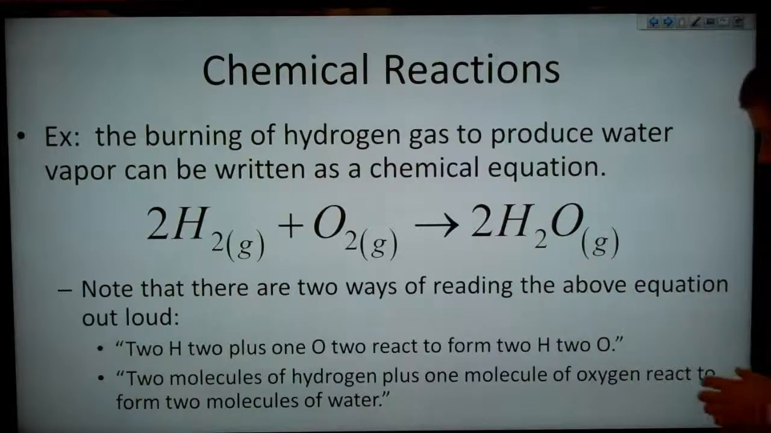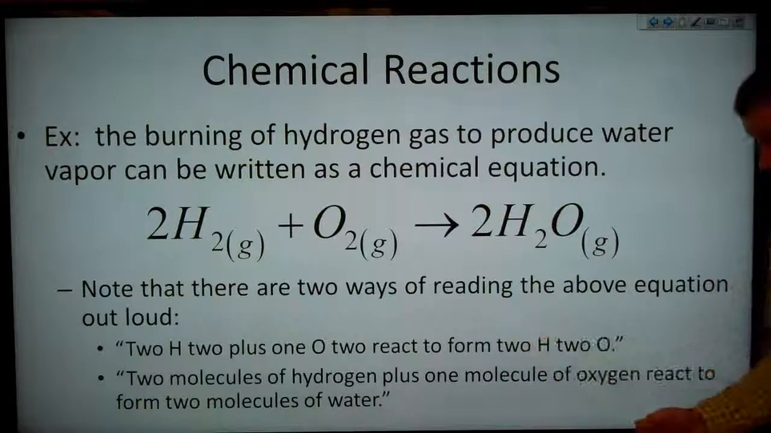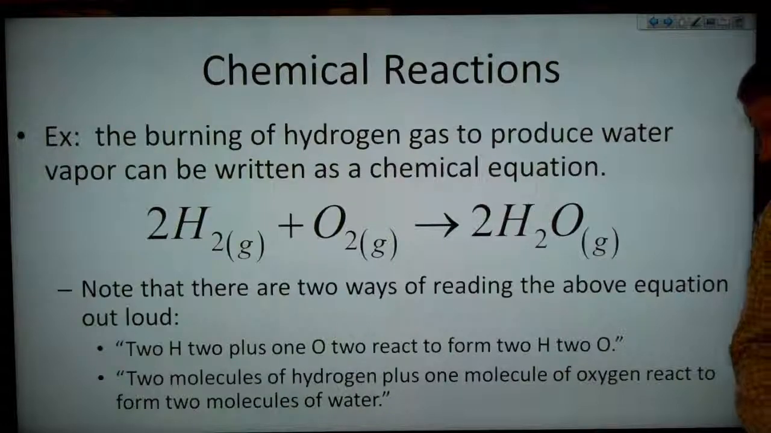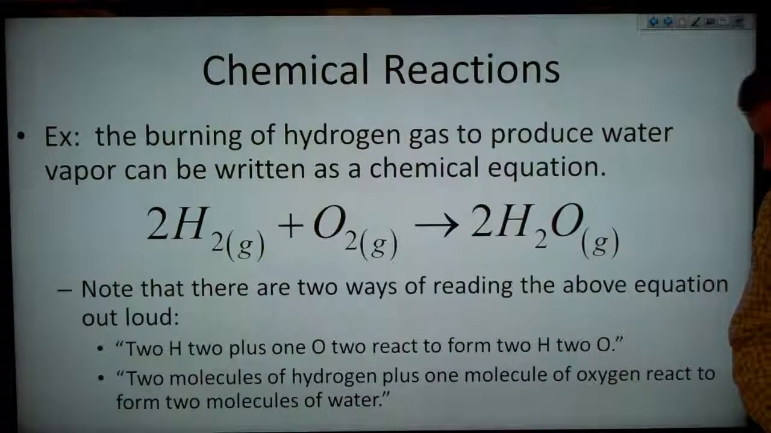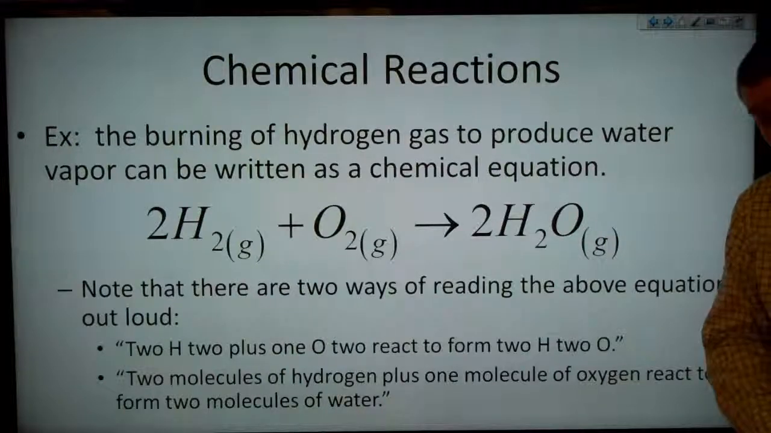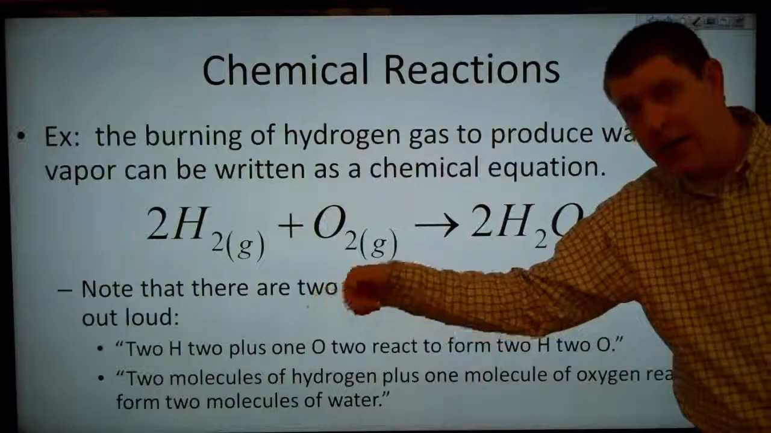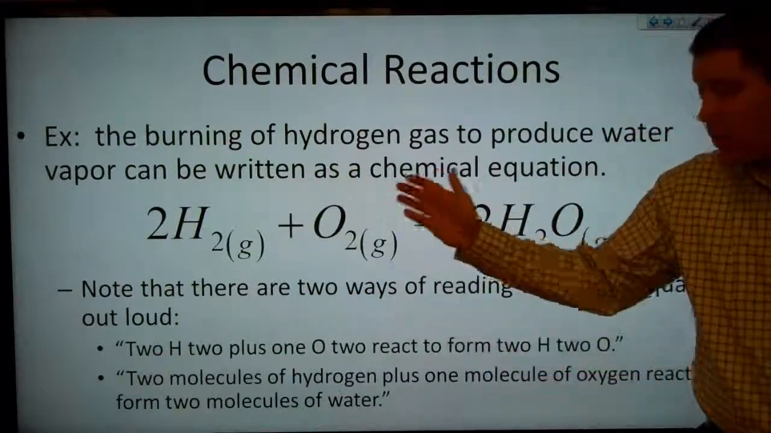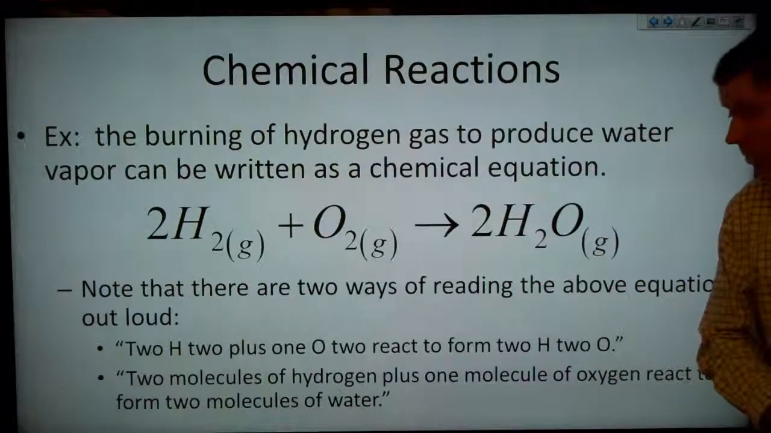And there are two ways of reading this equation out loud. We can say 2H2 plus 1O2 reacts to form 2H2O, or yield 2H2O. Or we could say 2 molecules of hydrogen plus 1 molecule of oxygen reacts to form 2 molecules of water. So remember that if we don't have any coefficient written here, then that means that we really have a 1. So we have 2 molecules of hydrogen gas reacting with 1 molecule of oxygen gas to yield 2 water molecules.